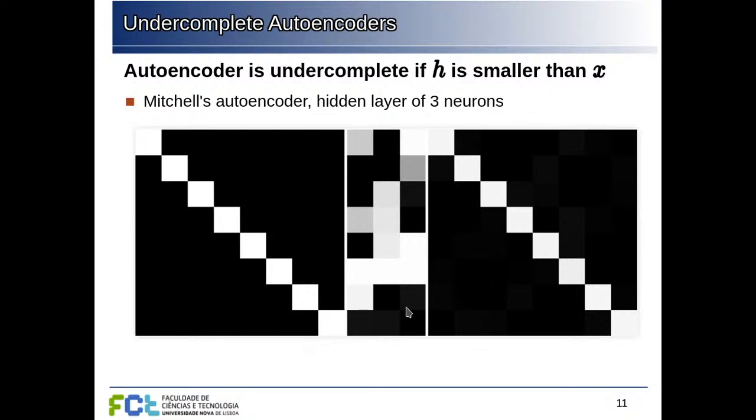But the hidden layer in the middle of the autoencoder only has 3 neurons. So it has to learn a representation of these vectors of 8 dimensions that has only 3 dimensions, but still can capture the structure in the data, and basically we get the binary encoding for different values.